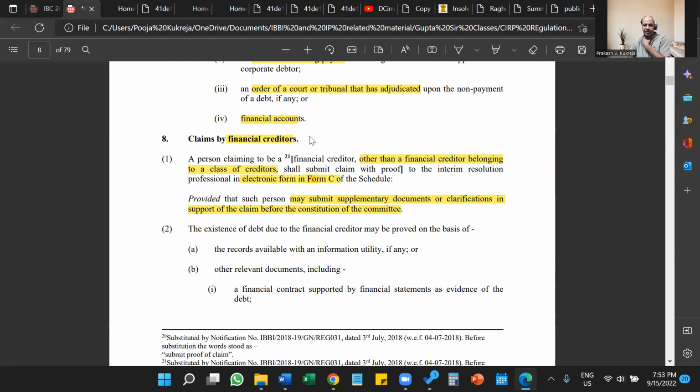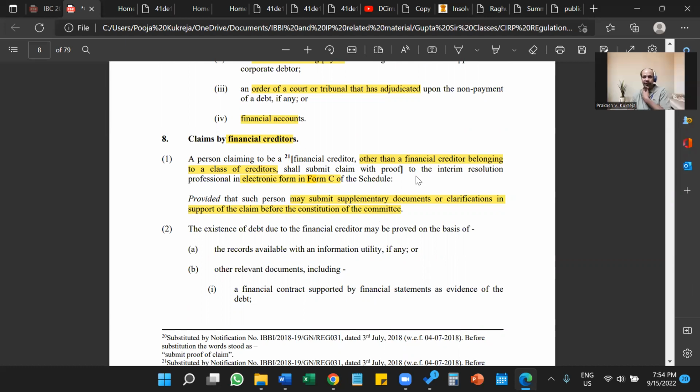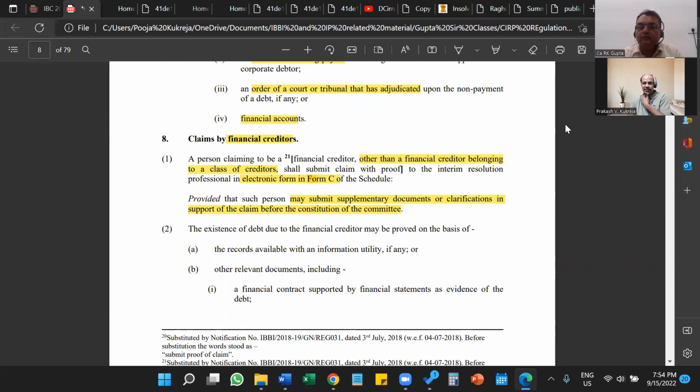Now, claim by financial creditors. So, Gupta sir, before I proceed, since we have time till 8 o'clock, should we stop here to take questions, or what do you suggest, sir? Yes, sir. It is better if we take questions. Okay, so maybe then I'll stop here. We completed Regulation 7. So back to the participants if they want to ask any questions.